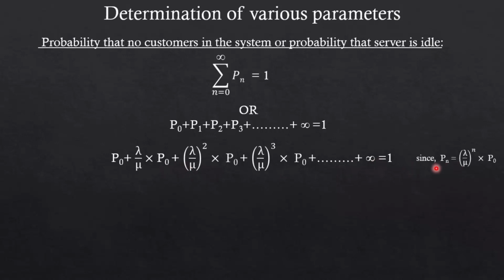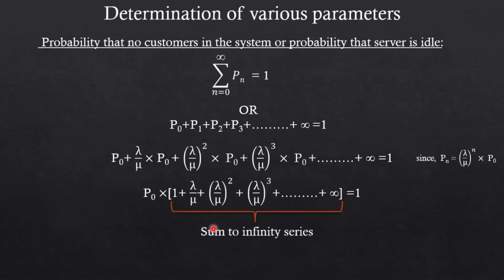So this is because of this equation we have derived just now. And now as we can see that here P0 is common term, so we'll take P0 out and we'll find this series. And if you look closely, this seems to be a geometric series here, and it is a sum to infinity series. So starting from 1 + lambda by mu + (lambda by mu) whole square and so on up to infinity.